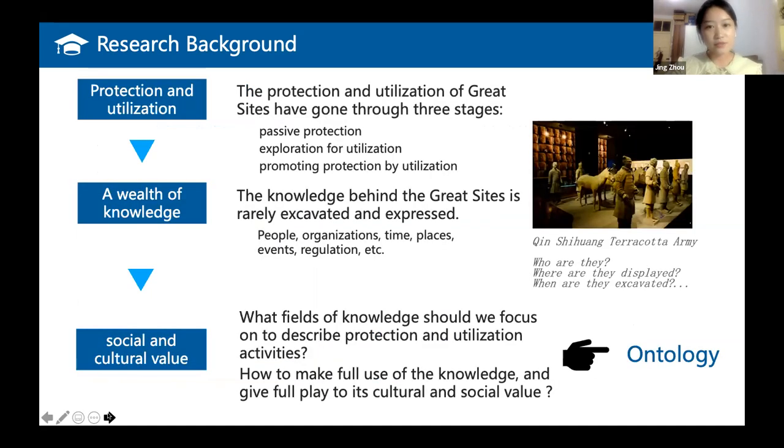And the protection and utilization of great sites have gone through three stages in China. Passive protection at first, and then exploration for utilization. And at present, promoting protection by utilization. During these processes, a wealth of knowledge has been produced, such as people, organizations, time, places, events, and regulations about the great sites.